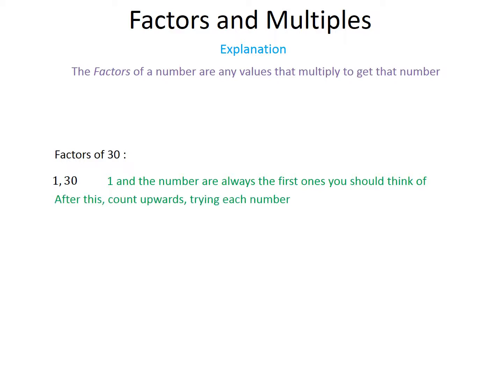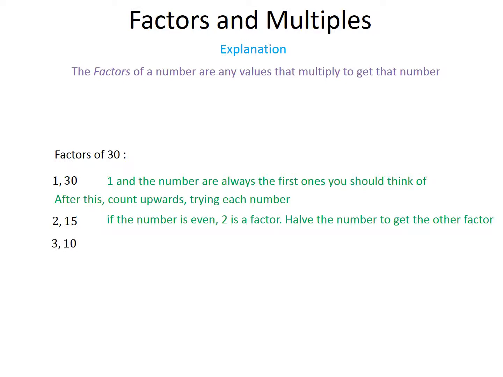Now after that, I'm going to count upwards. So I started at 1, now I'm going to count upwards. I'm going to try 2, because does 2 go into 30? I'm just going to try 2, then 3, then 4, then 5. So does 2 go into 30? Yes, it does, and it goes in 15 times. Now, if you're wondering how I got 15 so quick, I know that if 2 goes into it, just halve the number, and that's how many times 2 goes into it. Nice and easy. And now next one is 3.